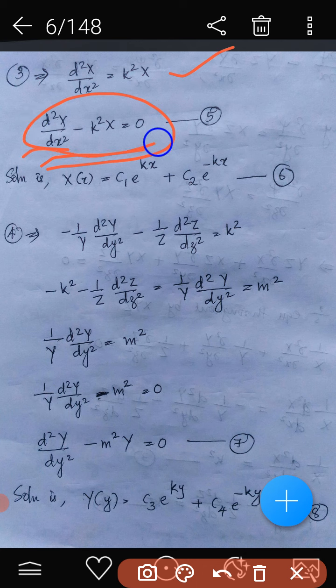In this case the solution becomes X = c1 e^(kx) + c2 e^(−kx). So you have to remember this form of the solution. If you get this kind of equation, d²X/dx² − k²X = 0, then the solution is like this. It's exponential terms, that is X = c1 e^(kx) + c2 e^(−kx). That is the solution, equation number 6.